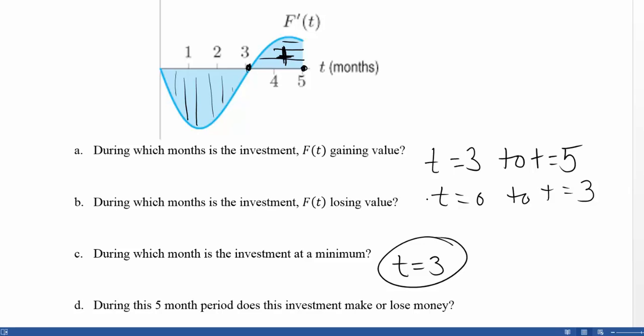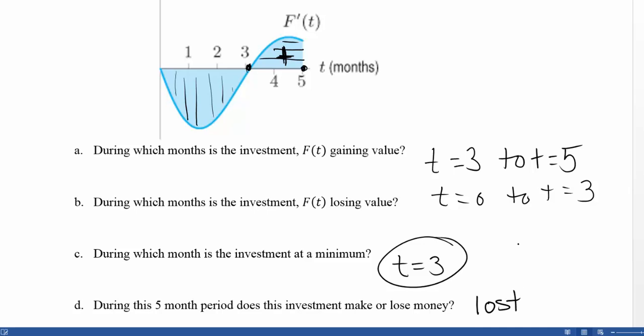Part D wants to know, during this 5-month period, does the investment make or lose money? It doesn't matter how much money you started with. What we want to know is what happened over these 5 months. What you really need to recognize here is that more of the area is below the x-axis than above, which means that the amount that we decreased was more than the amount that we increased, which means that overall we lost money.